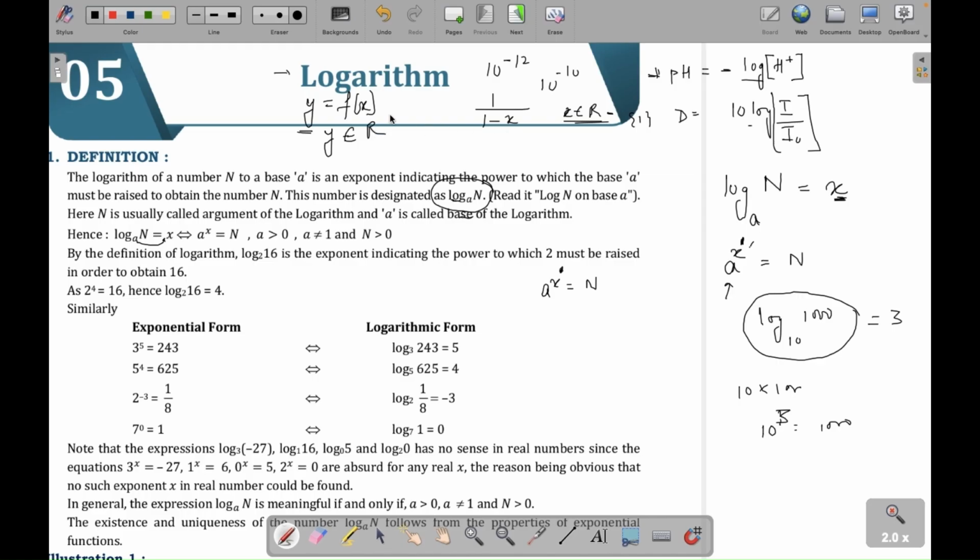So domain means the set of values that this can take. Range means the set of values that it produces, or the output that it will give. Okay, so we are currently talking about the domain only, or what are the possible values that it can take. The first constraint is that a must be greater than 0. So this a, what is a? This is the number that is raised to a certain power. This must be greater than 0. And this also must be not equal to 1.